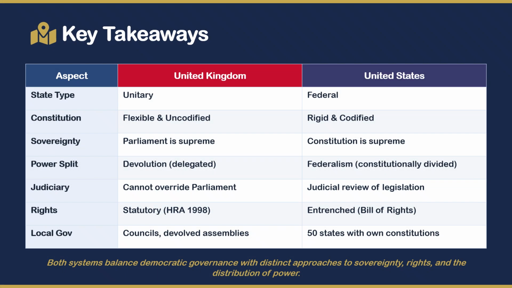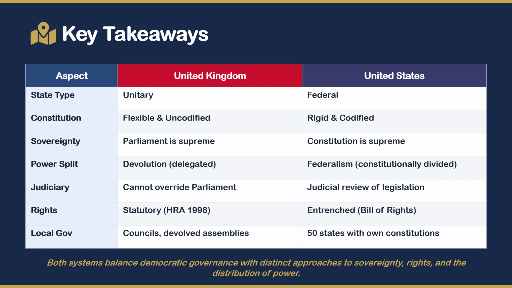So the important points to remember are as follows. The United Kingdom is a unitary state, whereas the United States is a federal state. In the United Kingdom, the constitution is flexible and uncodified, whereas in the United States, the constitution is rigid and codified. In the United Kingdom, the parliament is supreme. On the other hand, in the United States, the constitution is supreme.